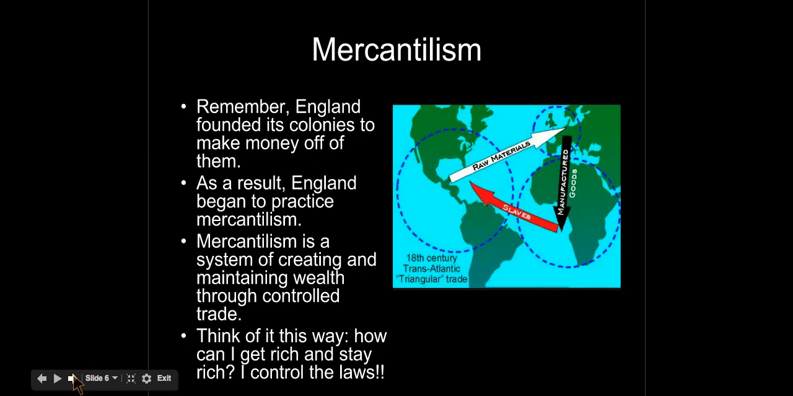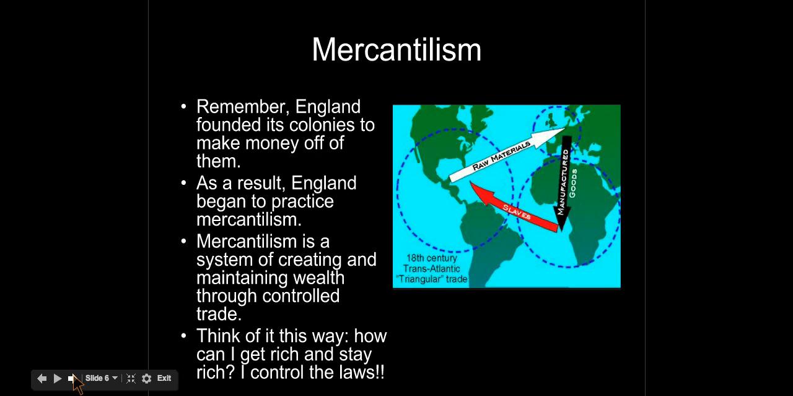Now, remember that England founded its colonies to make money. So as a result, England is constantly thinking, how can I make the most money off the colonies as possible? So what they did was they started to practice mercantilism. And mercantilism is essentially a system of creating and maintaining wealth through controlled trade.